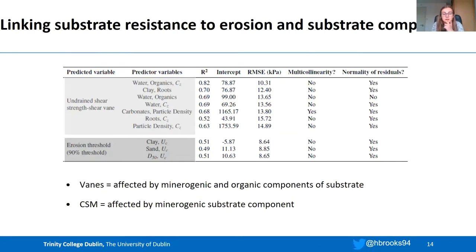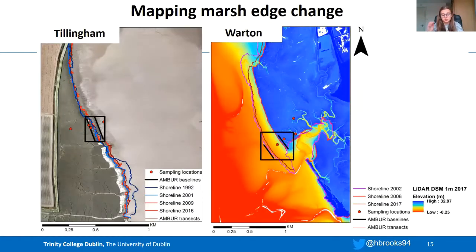Then we started to try and link these results to the rate of retreat at the marshes. We mapped marsh edge retreat over a 24-year period at Tillingham and a 15-year period at Wharton. We used aerial photographs at Tillingham, and at Wharton we had to use LiDAR because the availability of aerial imagery wasn't very good. But we ground truthed this, and because of the quite high cliff at Wharton, the LiDAR was really quite good enough for our purposes.